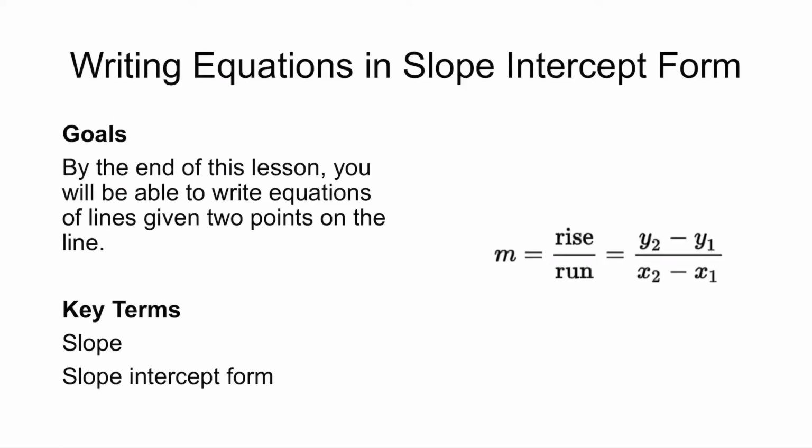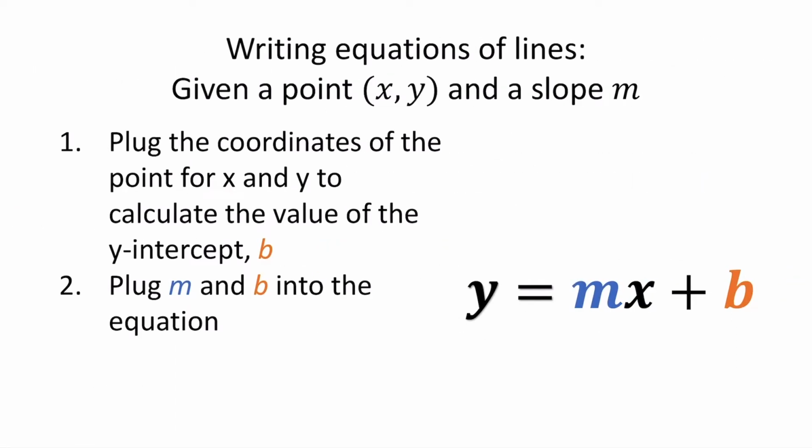In this video, we're going to talk about how to write equations of lines in slope-intercept form. So we're going to write equations of lines given a point (x, y) and a slope m. You're going to start off by plugging the coordinates of the point for x and y into the equation, and that'll help you calculate the value of the y-intercept, which is b. Then we're going to take the given value of m and the value of b that we calculate and plug into the equation to write the equation of the line.